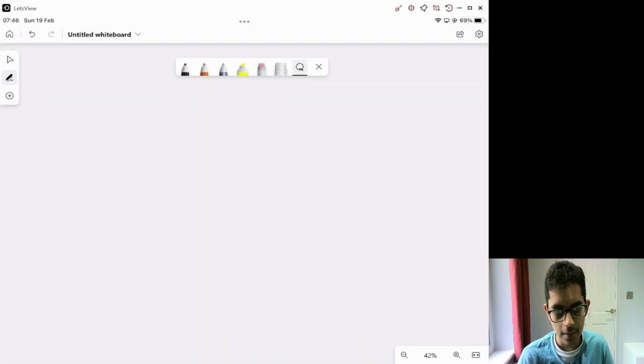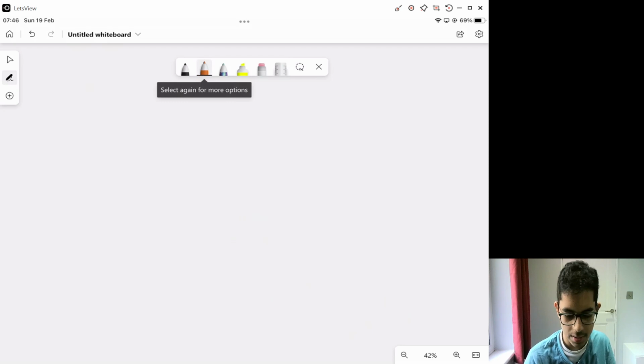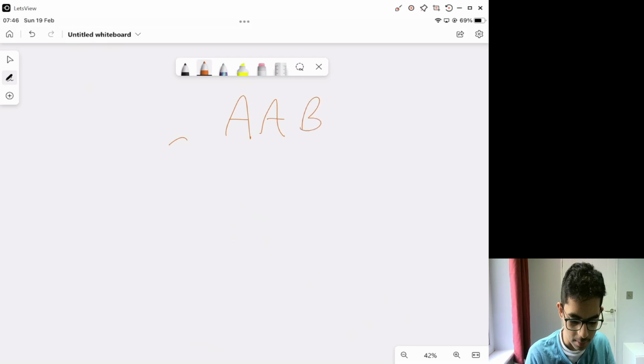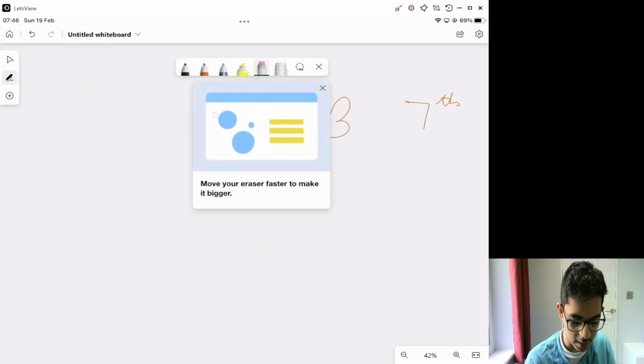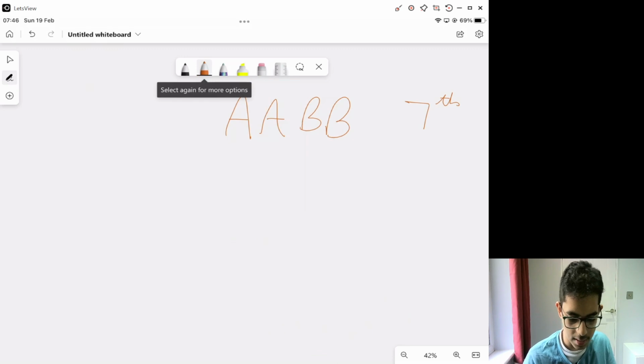Okay, so pretty much what the question is asking us to do is, we have a certain number of letters, let's say A, B, B, and then we want to print the 7th or nth permutation of these particular letters when they're arranged alphabetically. So, how exactly would we go about doing this?